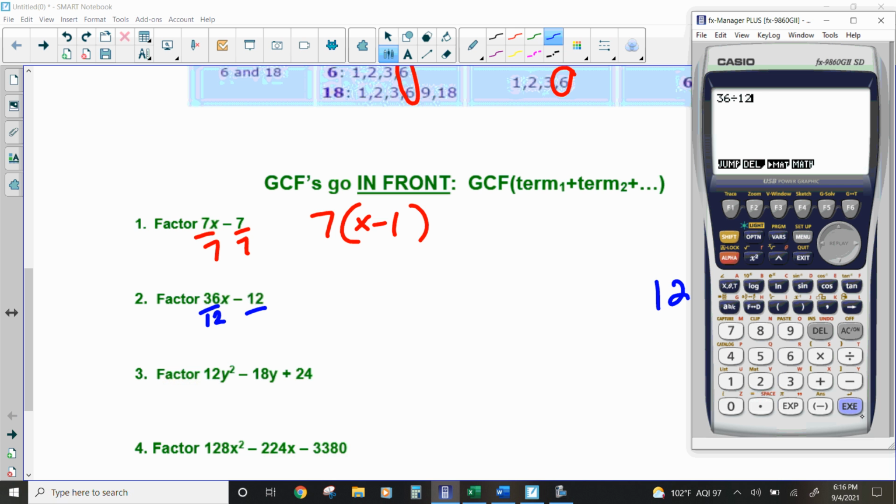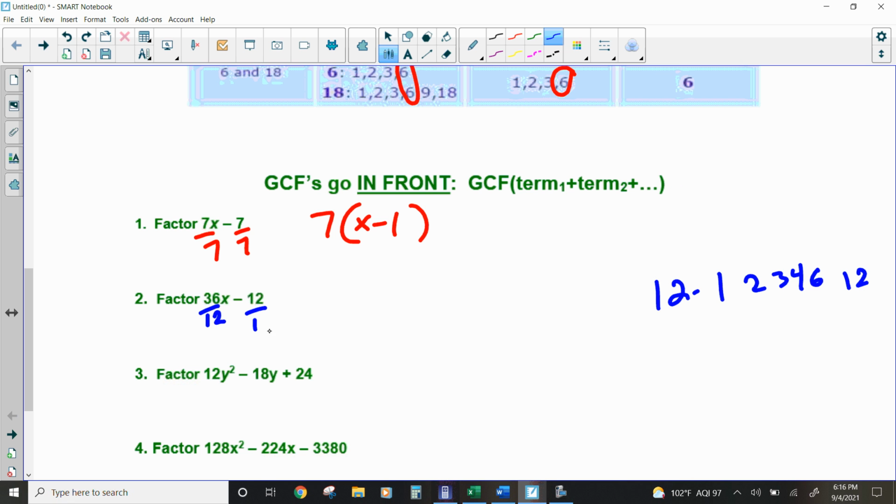And I'm starting from 12 because I'm trying to find the greatest common factor. Now if that gave me a decimal, I would have gone down the list until I found one that works. So now, since I know 12 actually works, I can take out the 12 from both terms. It goes in front. And then the result to these division problems would be 3x minus 1.